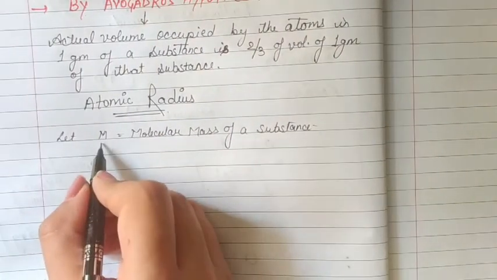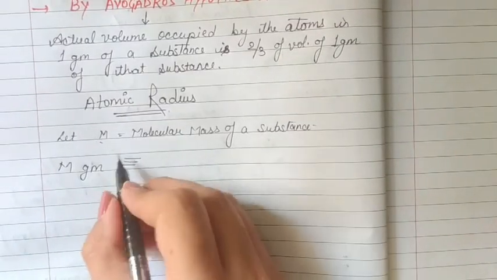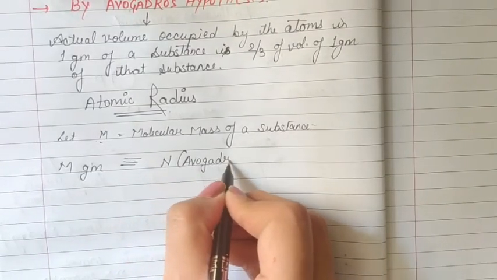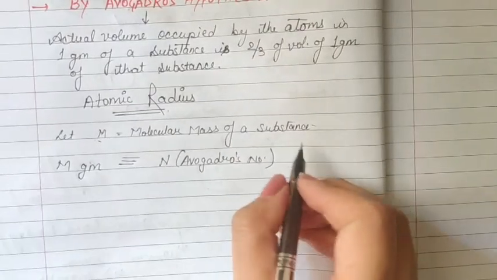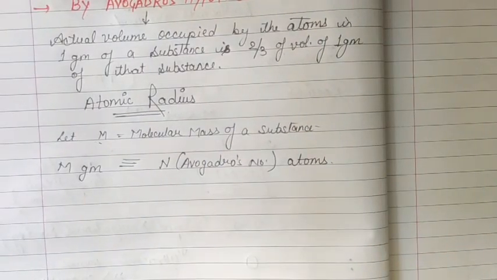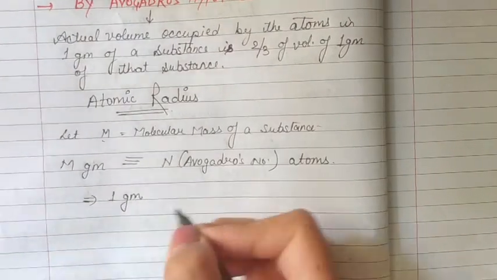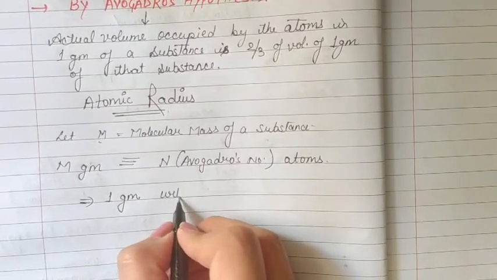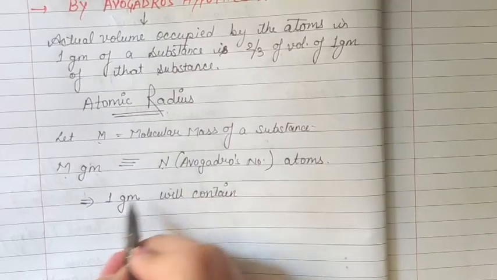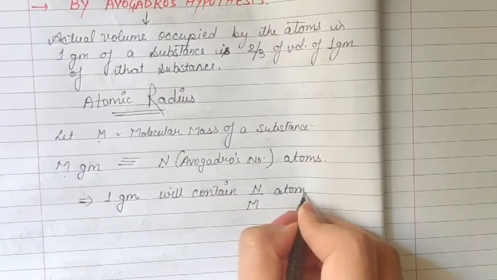If molecular mass of substance is capital M, then it means that M grams contains capital N, that means Avogadro's number, atoms in it. Okay, so this is the meaning of molecular mass of a substance. That means 1 gram will contain, since M gram contains N atoms, so 1 gram will contain N upon M number of atoms.